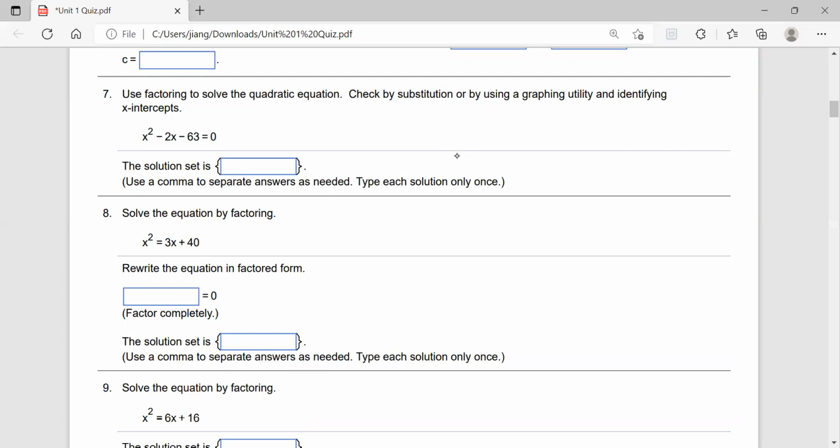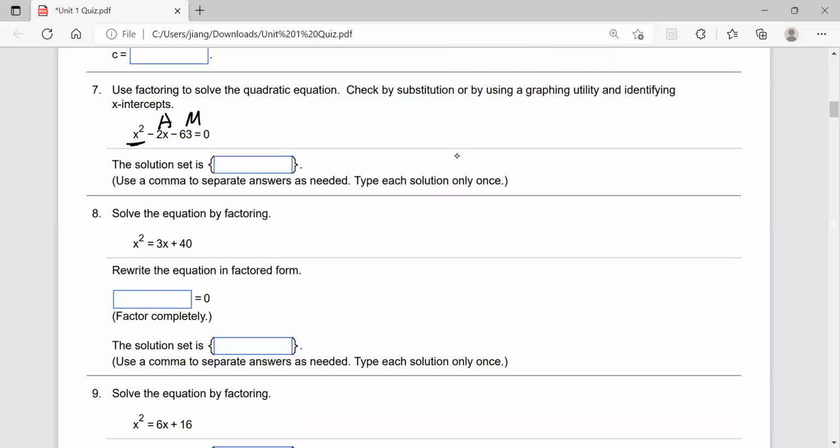So let's see if we can use the A&M method because the leading term is x squared. Negative 63 is the multiplication of two numbers, and the addition of these two numbers is -2. What are they?